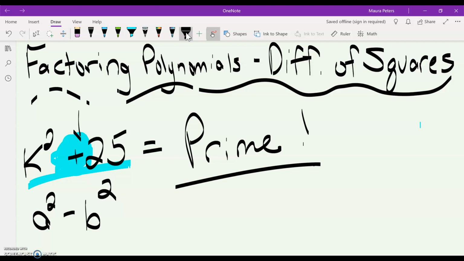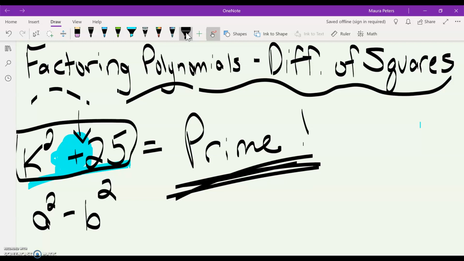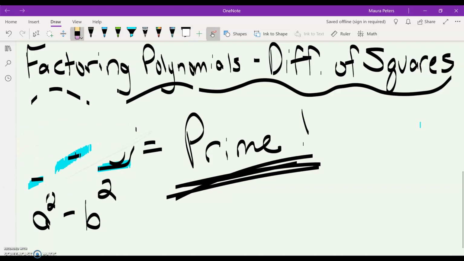Okay, so be very careful here in terms of being able to factor this. You can't factor this problem right here. So when we have something that we can't factor, we call that prime. All right, I'm going to do 3 more different examples.